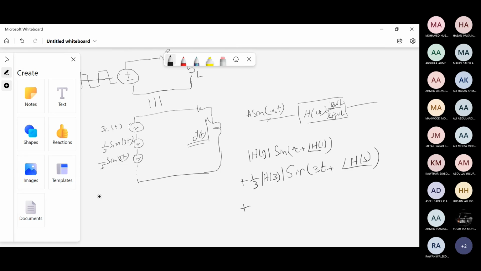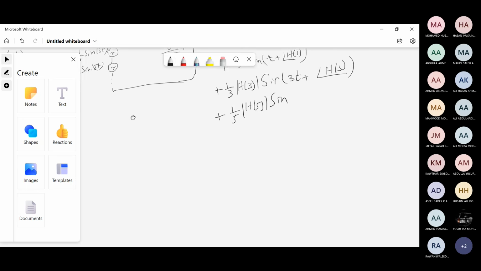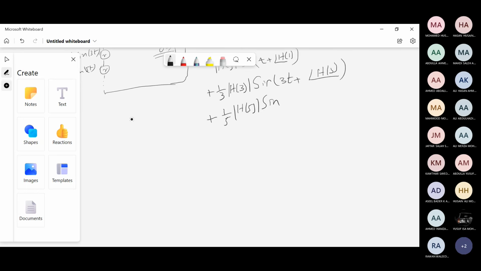Plus from the third one, which is equal to 1/5. Again, you need to evaluate h at 5, magnitude. So sine 5t plus angle of h of 5, plus so on.